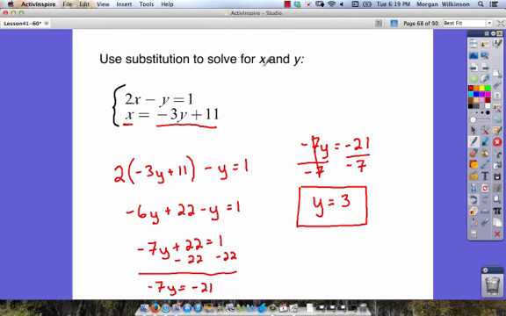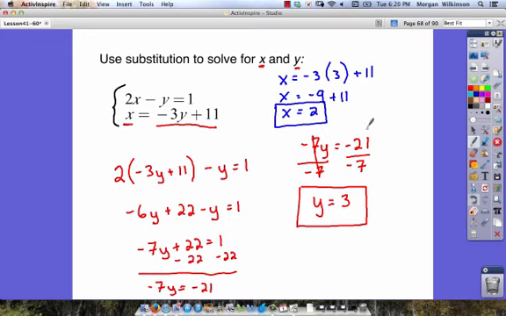We still need to figure out what x is, because it said solve for x and y. So to solve for x, we know y is 3. So wherever we see y in our second equation, we're going to use that one because it automatically tells us what x is. So x is going to be equal to negative 3 times 3, because that's y, plus 11. Negative 3 times 3, that's negative 9, plus 11. So x must be equal to 2. And we've got our answer.